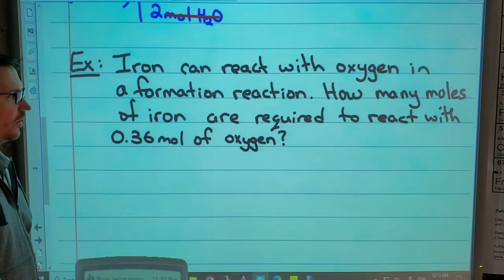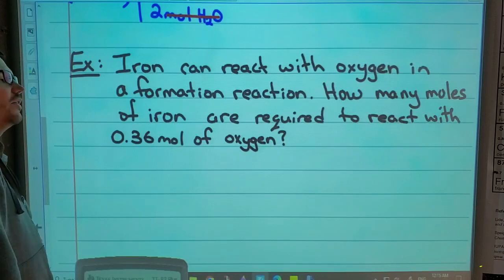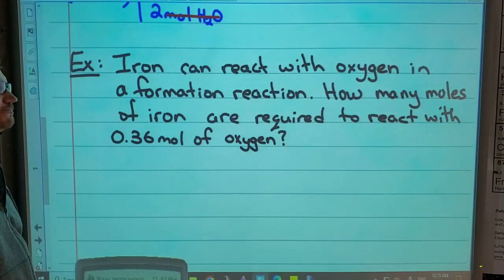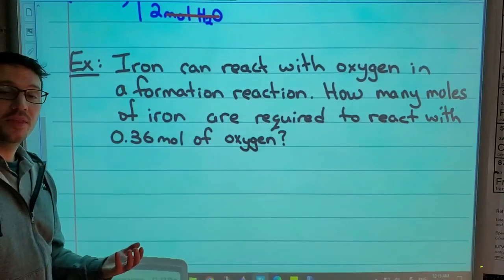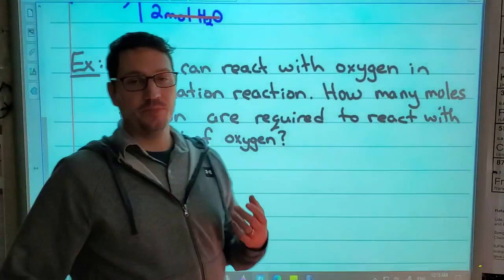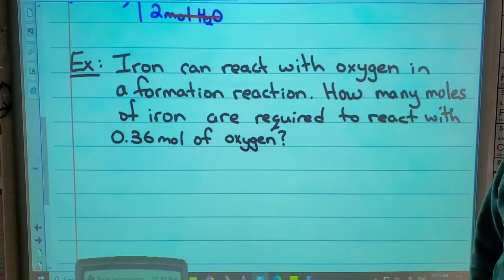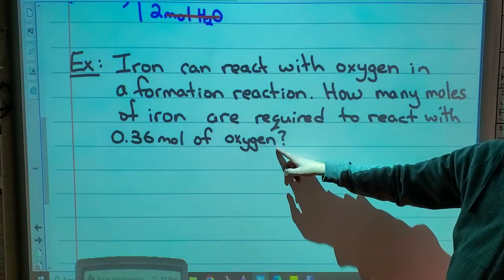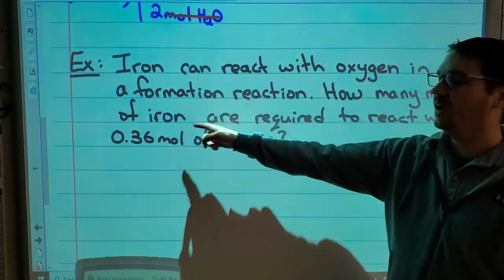Iron can react with oxygen in a formation reaction. How many moles of iron are required to react with 0.36 moles of oxygen? Okay. How do we know that this is a stoichiometry problem? We know this is a stoichiometry problem because it's giving us information about one substance, moles of oxygen, and then it's asking us about a different substance, how many moles of iron.